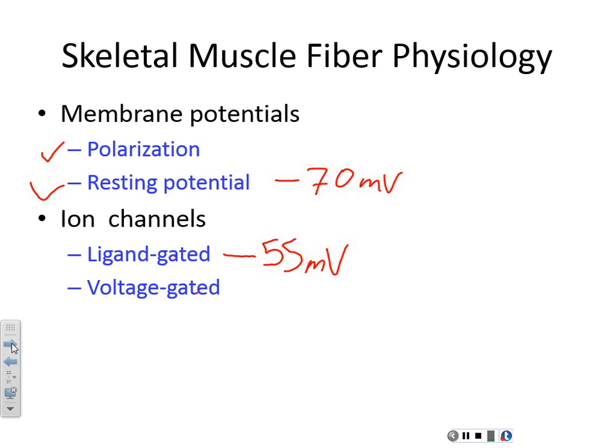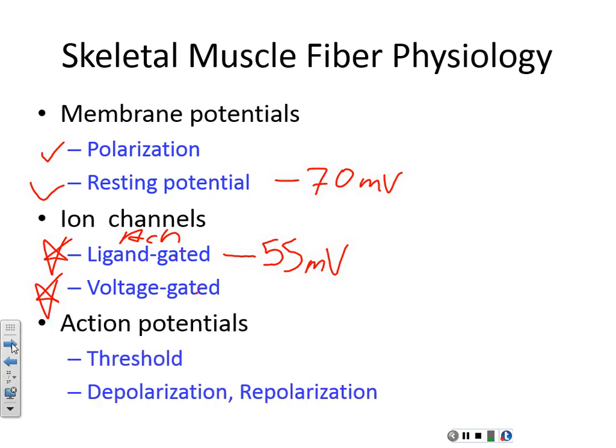Be able to explain to me the ligand-gated channels and the voltage-gated channels. What are they? What is their purpose? How do they open and close? What do they respond to? Acetylcholine for this, and voltage for that, an electric current. Action potentials happen when you reach threshold, which we arrive at by the ligand-gated sodium channels. After that, voltage-gated sodium channels take over, and then we depolarize.